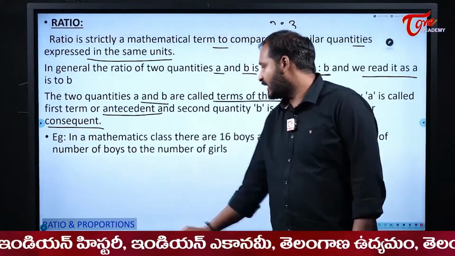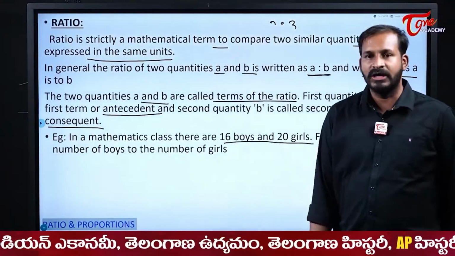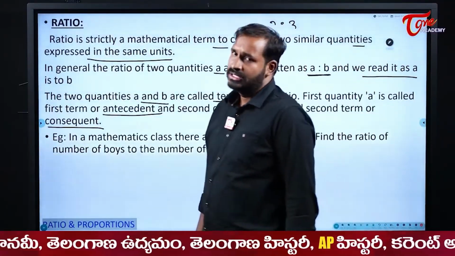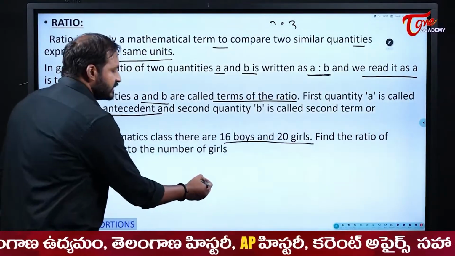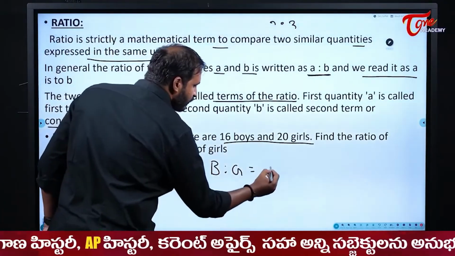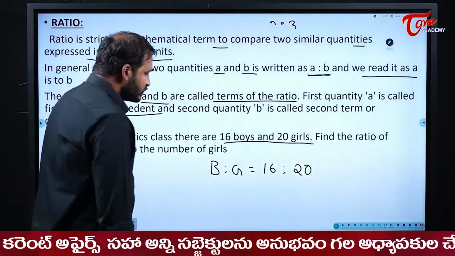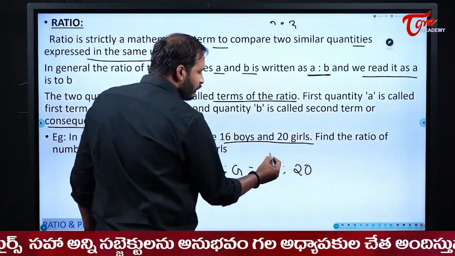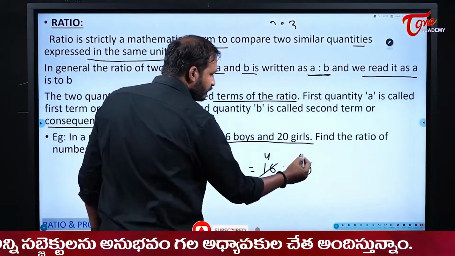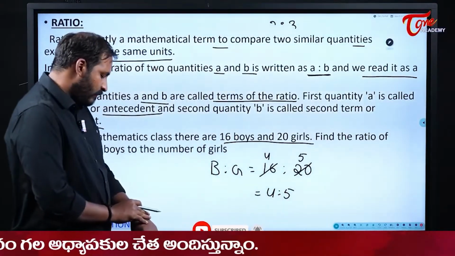Now an example: in a mathematics class, there are 16 boys and 20 girls. Find the ratio of the number of boys to the number of girls. This is my question here. So boys is to girls. How many boys are there for me? 16 boys. And how many girls? 20. So that means we cancel them: 4:5. With what table have I cancelled here? 4 table. With the 4 table, 4:5.